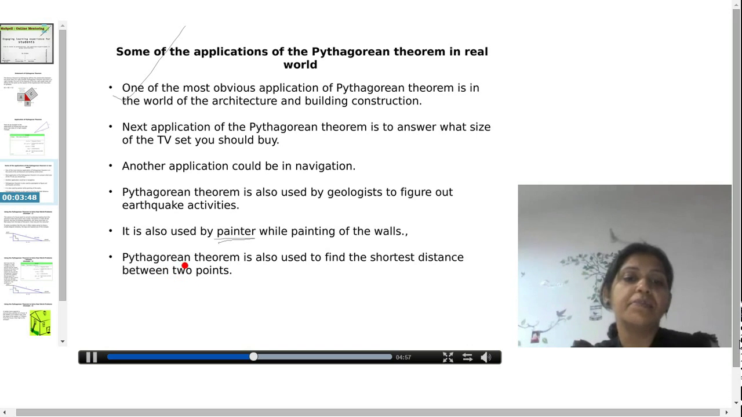And the last and most common application of the Pythagorean theorem is that it is used to find the shortest distance between 2 points. If we are given 2 points and there are several ways to approach those 2 points, then with the help of a right angle triangle, the Pythagorean theorem lets us find the shortest distance between the 2 points.